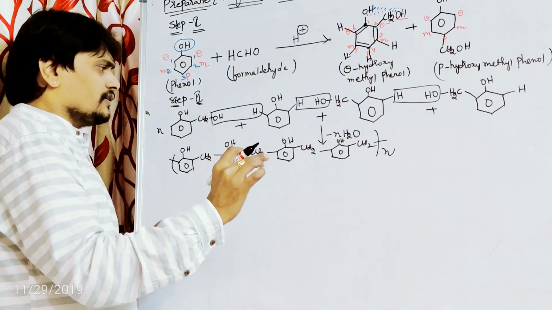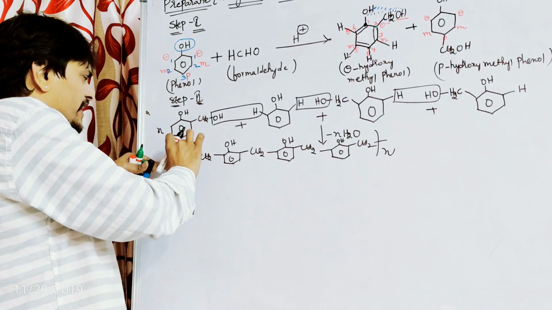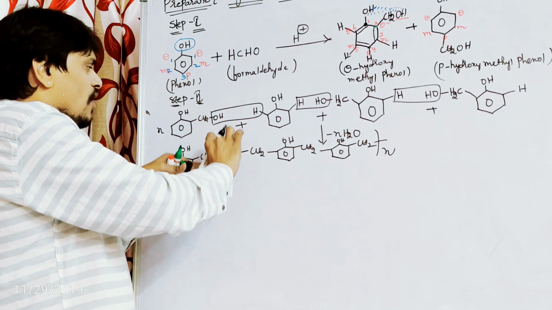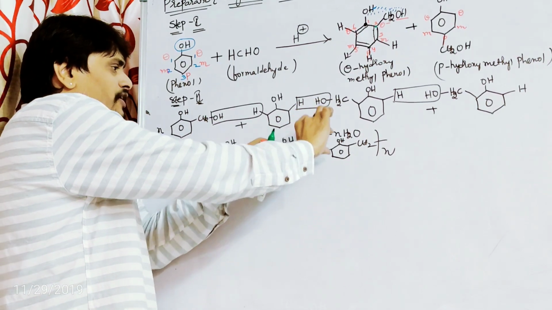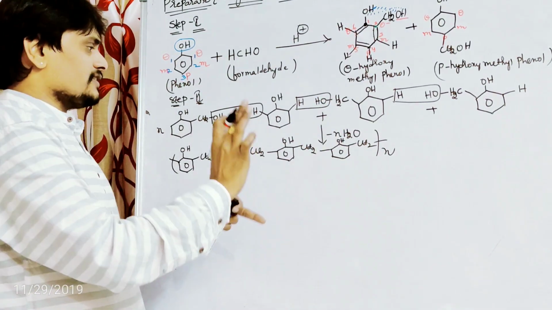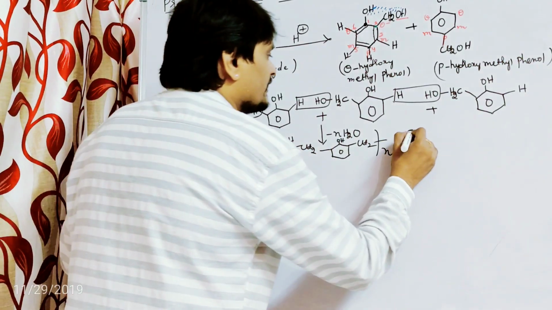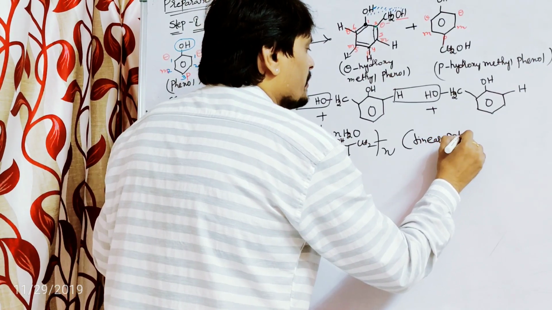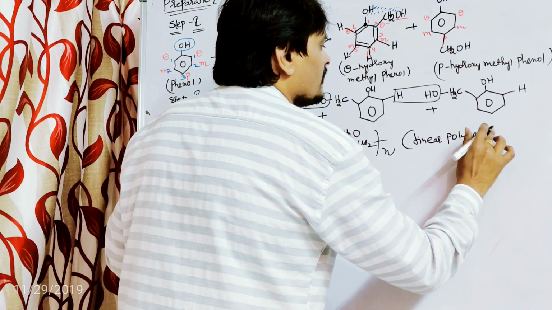So the structure looks complicated, but it is very simple. What you need to do is phenolic moiety followed by CH2. Phenol followed by CH2. Phenol followed by CH2. That's it. Okay, and this is the linear polymer, students. This is the linear polymer, and the name of this linear polymer is Novolac.